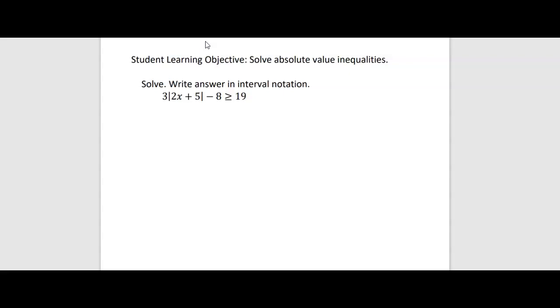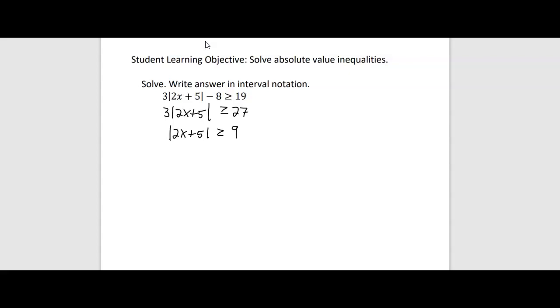So we add the 8 first, leaving us 3 times absolute value of 2x plus 5, greater than or equal to 27. Then we divide by the 3, and we're left with absolute value of 2x plus 5 greater than or equal to 9. Dividing by a positive 3 does not change the inequality. If you divide or multiply by a negative, make sure to switch your inequality sign.